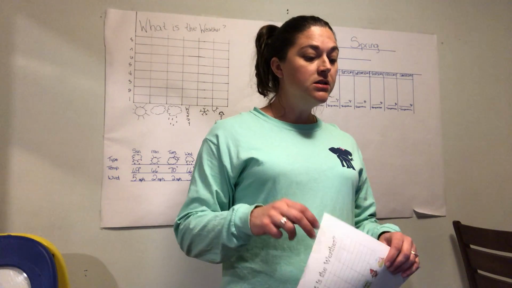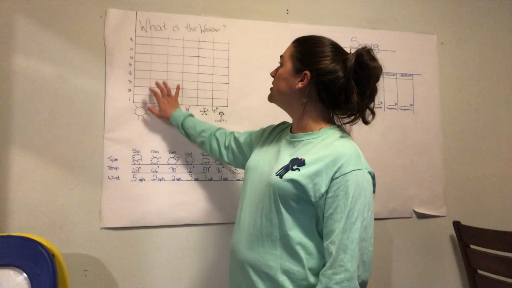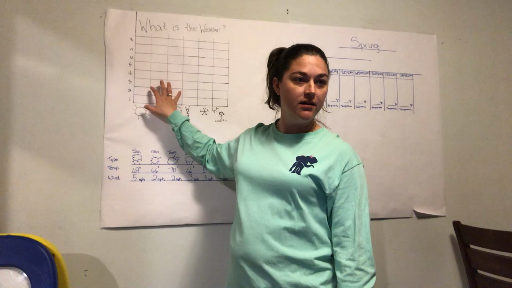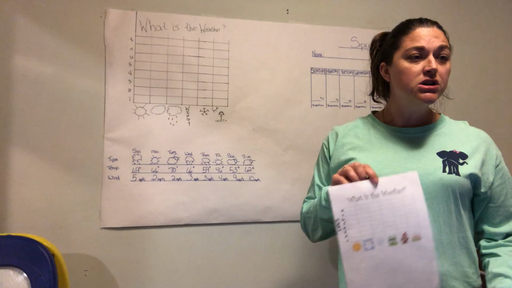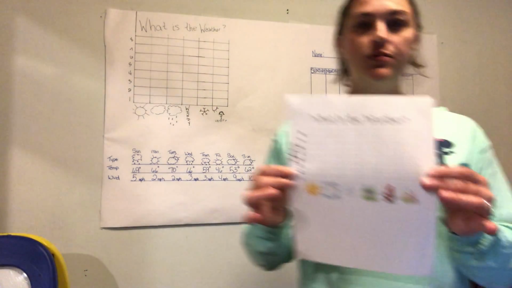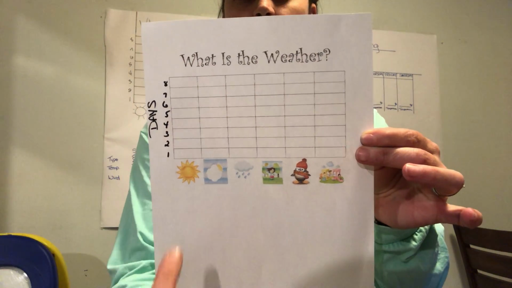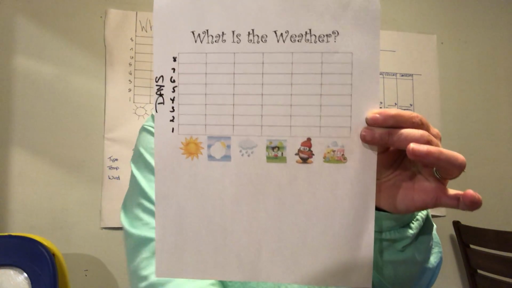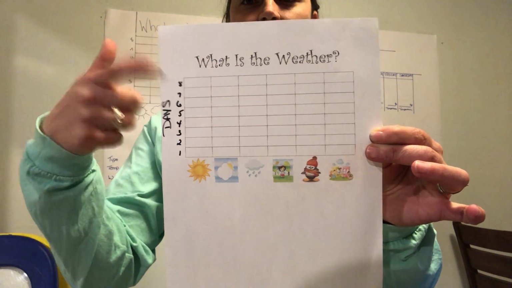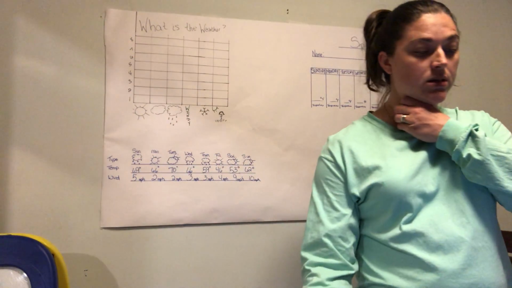Yeah. So what I'm going to do is pass out our data collection sheet, and it's going to look just like this. I have drawn one up on the board to help you guys out. We're going to talk about the different types of weather that each season has. This is what is the weather. On the bottom are different types of weather that we experience. And on the side are 8 days, because we're going to go over 8 days of weather that we would typically experience.